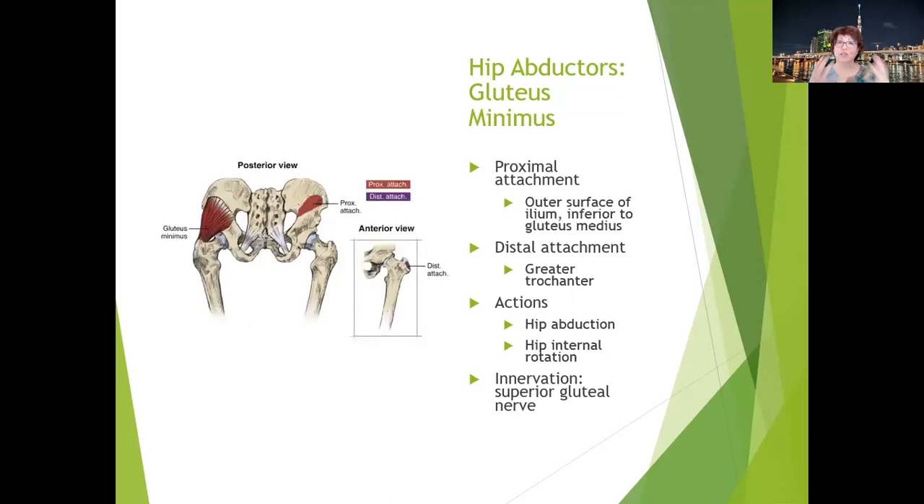Gluteus minimus is the gluteus medius's little helper. Its proximal attachment is the outer surface of the ilium, a little bit inferior to the gluteus medius, and it's deep to the gluteus medius. Its distal attachment is the greater trochanter, just like the gluteus medius. It does hip abduction, and it has a little bit of a line of pull for internal rotation. It's innervated by the superior gluteal nerve, which it shares with the gluteus medius and the tensor fasciae latae.